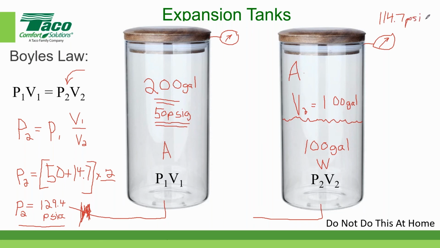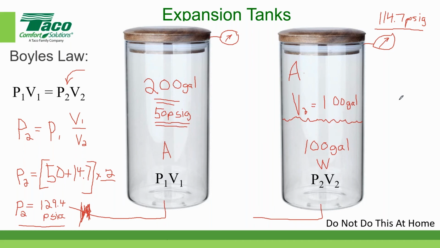So it's very important that, if you're going to use this equation to figure out what the final pressure is, always remember to convert it into pounds per square inch absolute. And then if you want to read the pressure on a gauge, be sure to convert it back to pounds per square inch gauge.